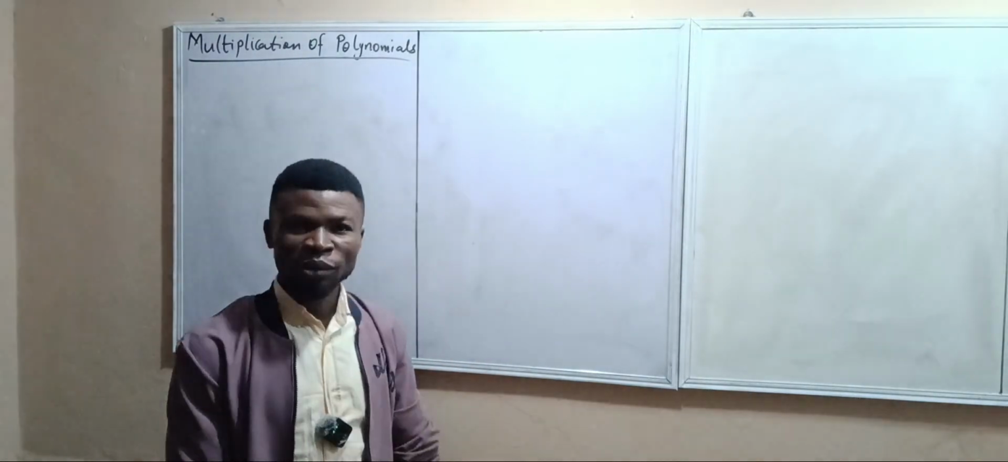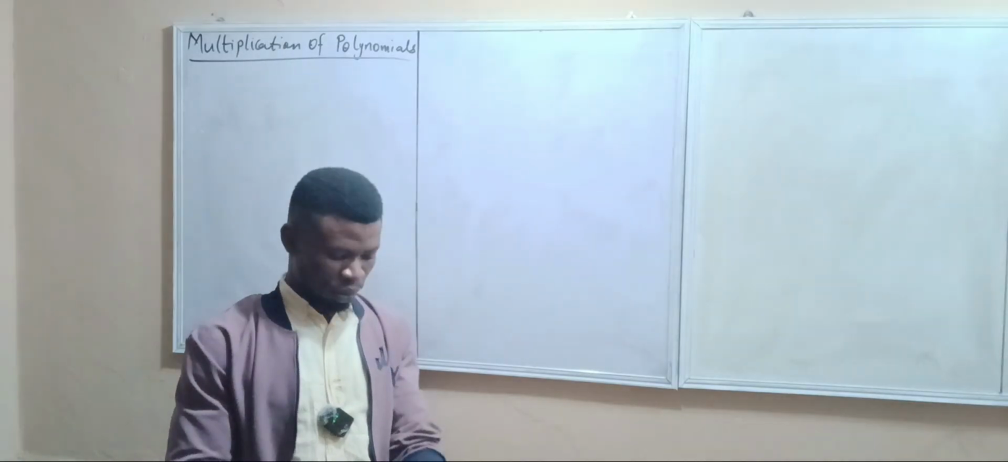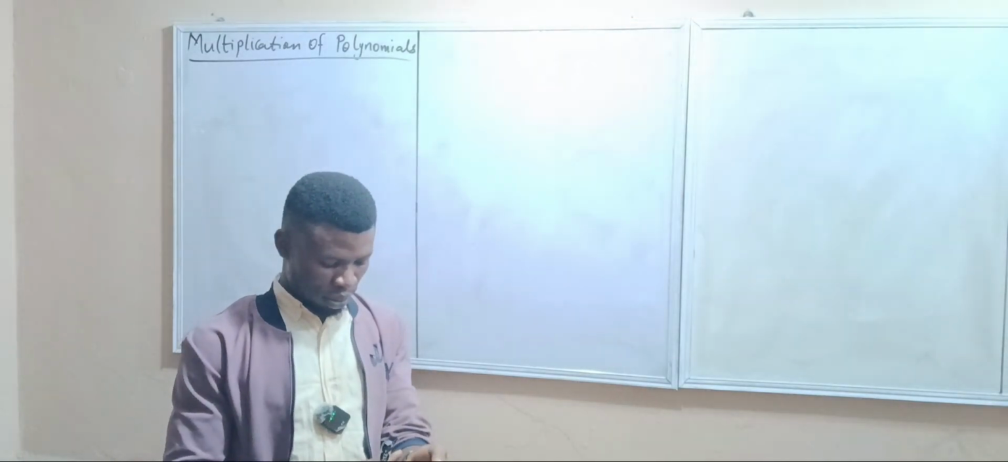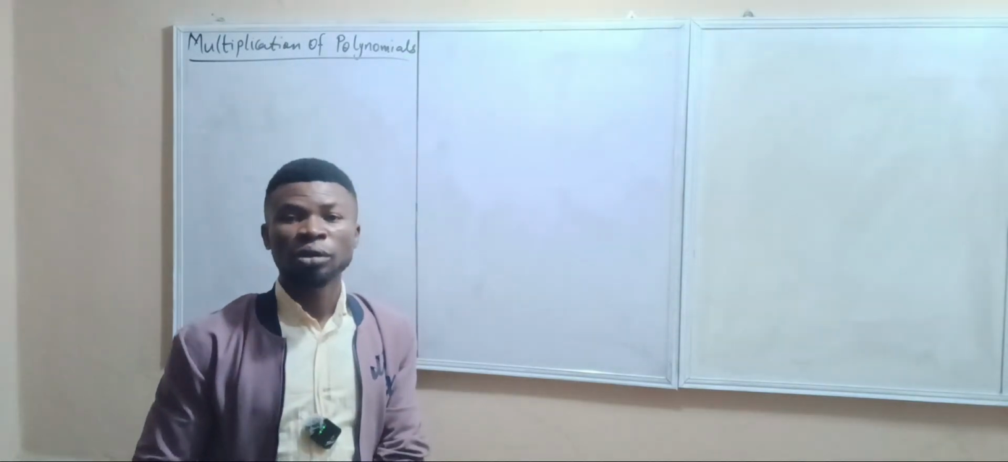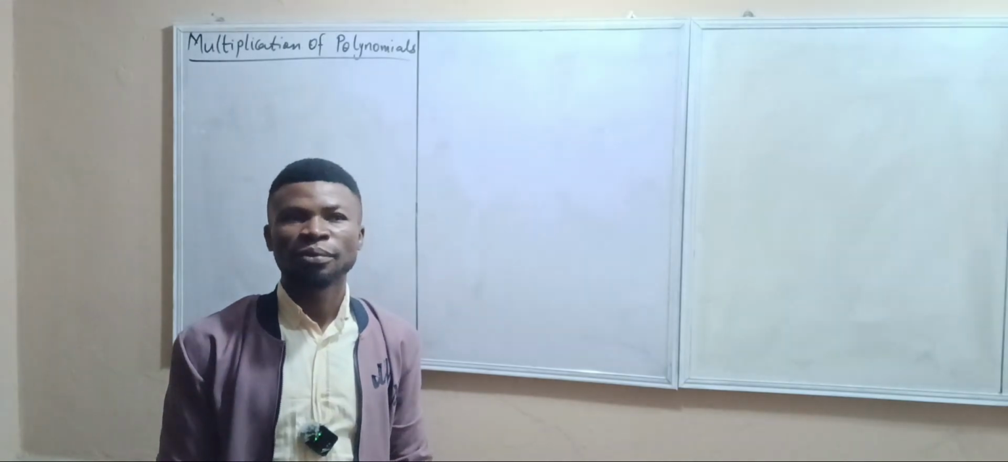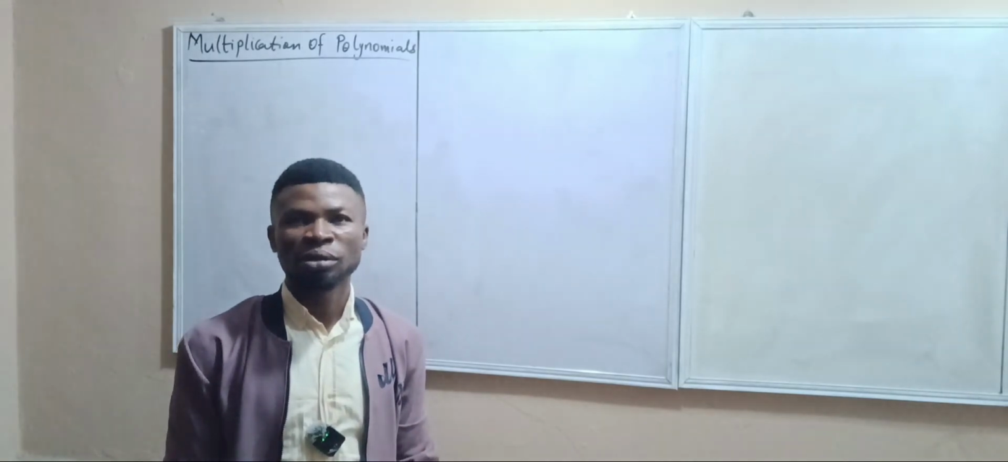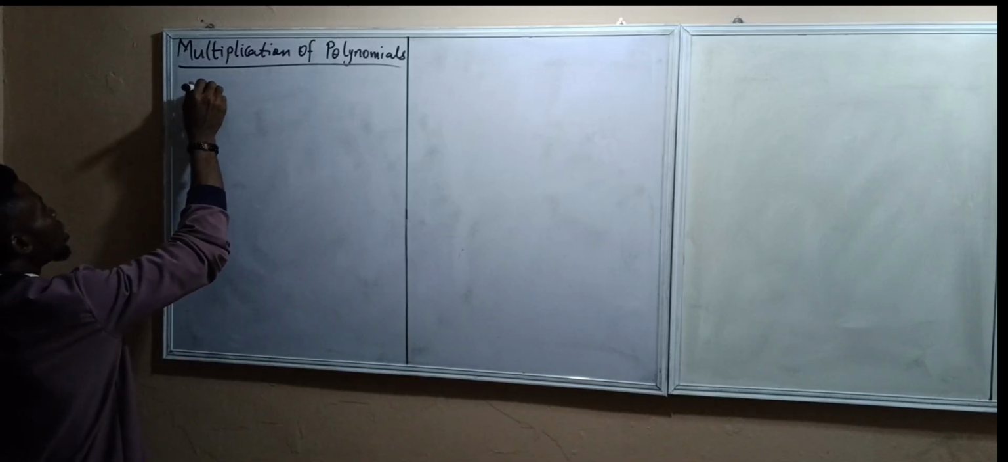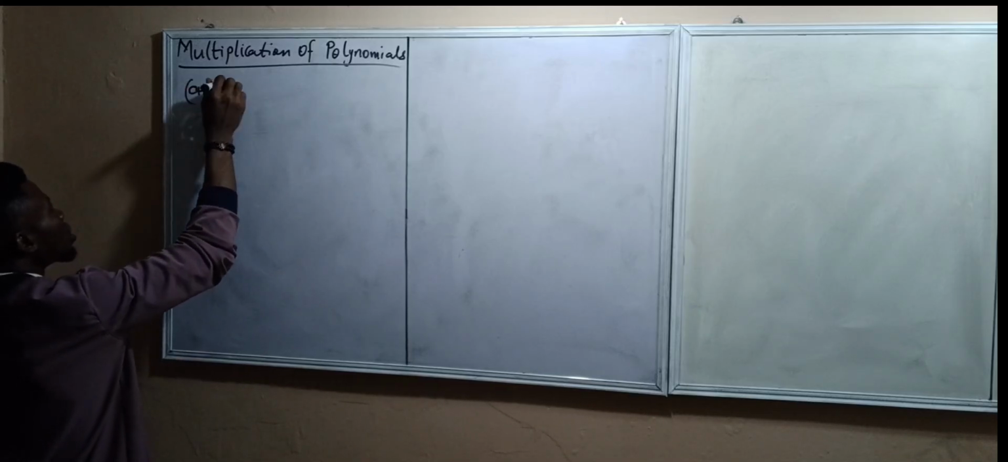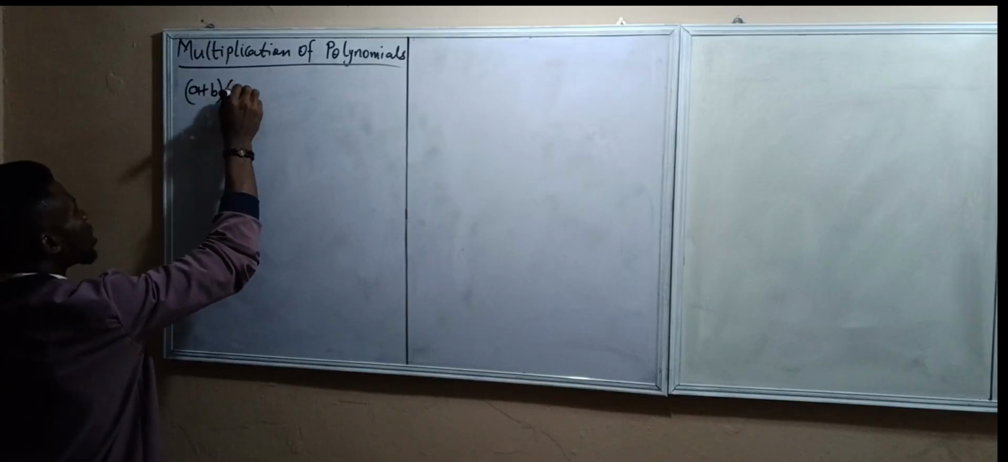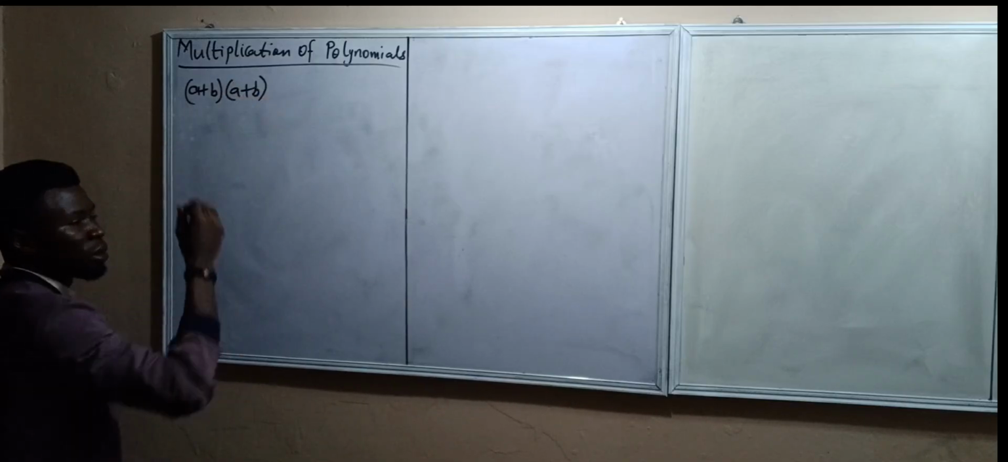Okay, like we said in the last class, we've done addition and subtraction of polynomials. So today we want to look at multiplication of polynomials. Now, assuming you have something like a plus b multiplying another a plus b.